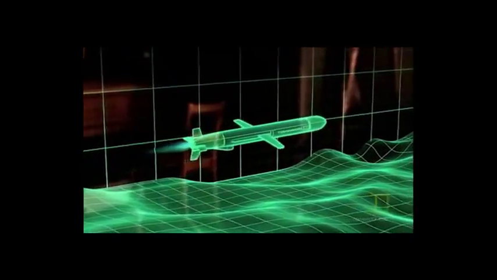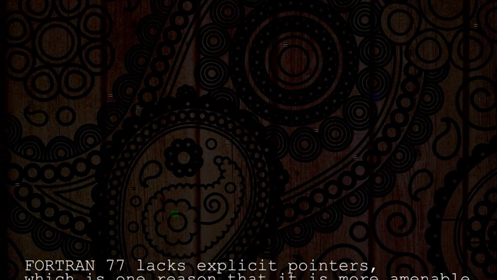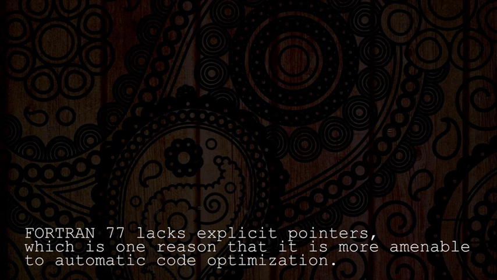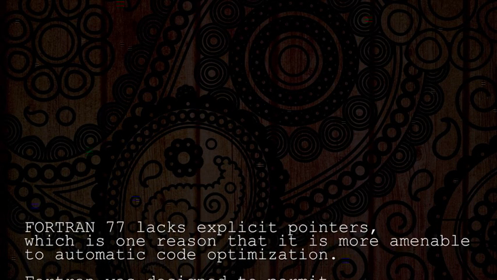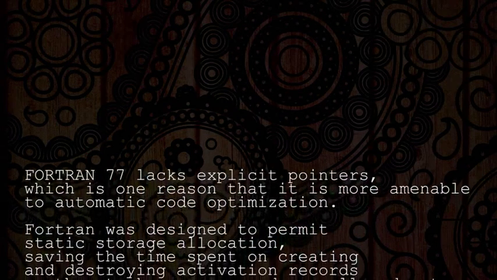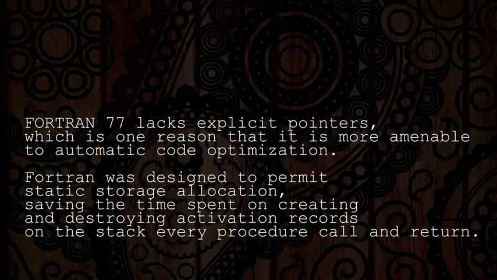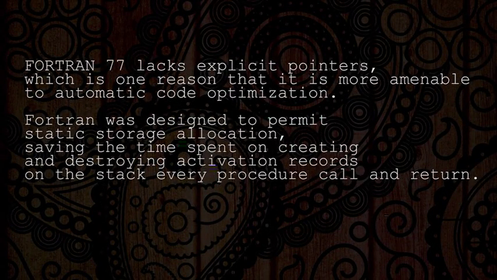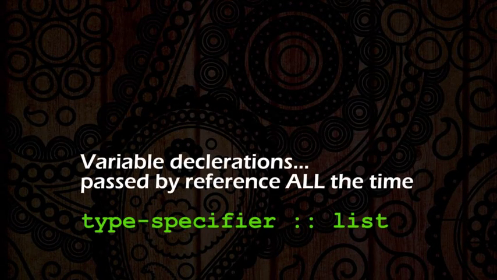Fortran is a performance-oriented language. Fortran 77 lacks explicit pointers, which is one reason that it is more amenable to automatic code optimization. Fortran was designed to permit static storage allocation, saving the time spent on creating and destroying activation records on the stack at every procedure call and return. Fortran implementations may pass all variables by reference, the fastest method.